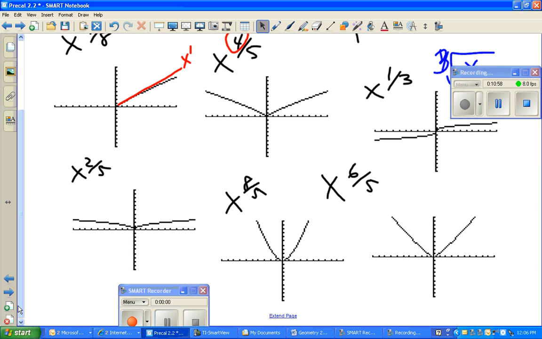And here's what we've got. X to the 2/5, even function. And it does look like the square root function just has an even aspect to it because you can take the 5th root of a negative number.